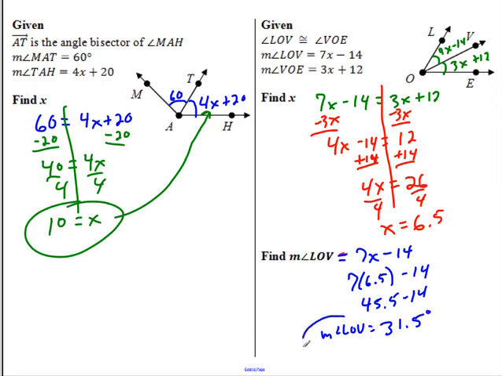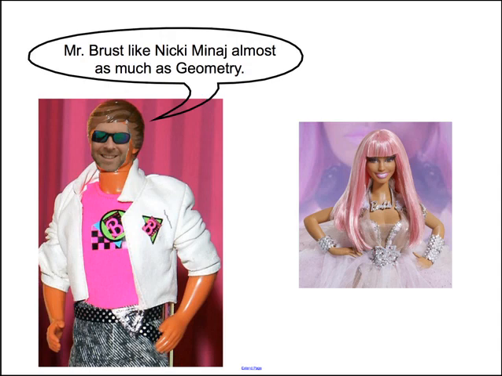Super. Excellent. So first you got to find x, then you can plug it in and find the actual angle. So they're both 31.5. And if you want, double check it. If LOV is that, when you put 6.5 in there, you better get 31.5 for this one because they're the same. All right, very good. Moving on. All right, that's the end of the section. That's a quick one there.